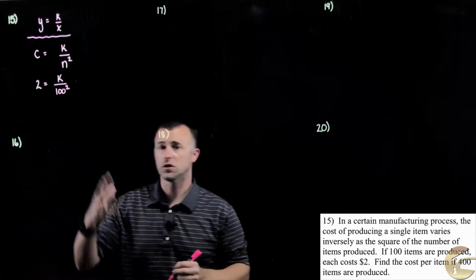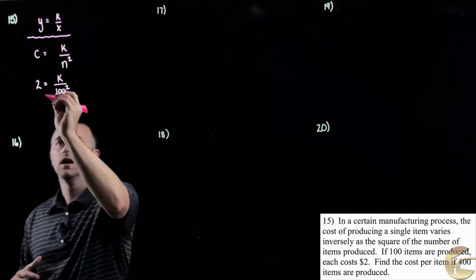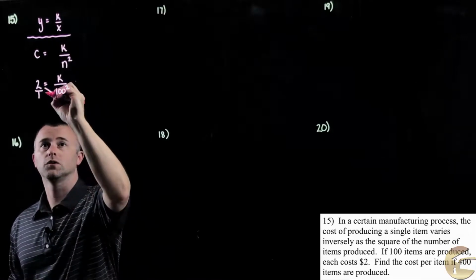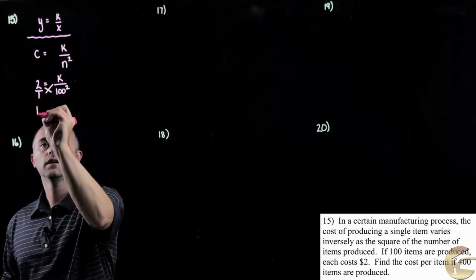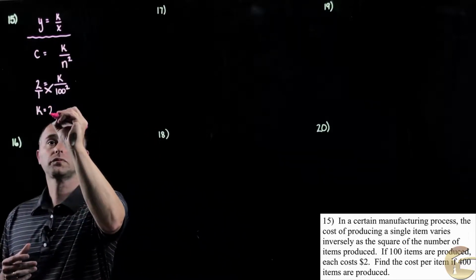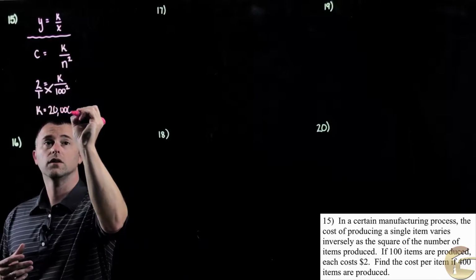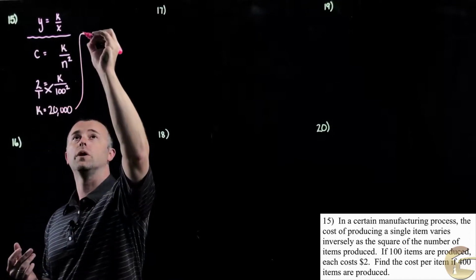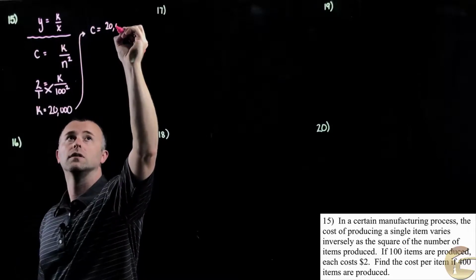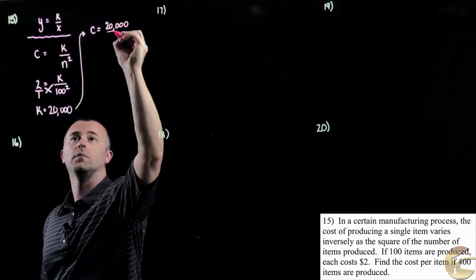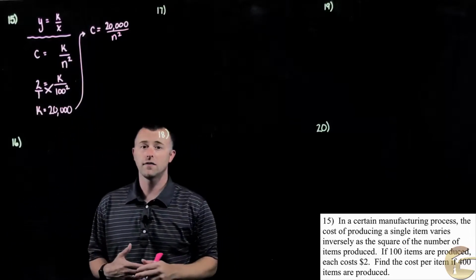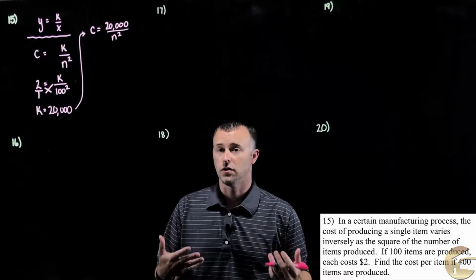In this case, we're just going to solve this for k. You can think of this like cross product. So we'd go 2 times 100 squared equals k times 1. So k, in this case, is just going to be 20,000, and that's your constant. Once you get that constant, you get your equation, which is now c equals 20,000 divided by n squared. So that's the equation. And now that we have that equation, we can go ahead and solve our problem.